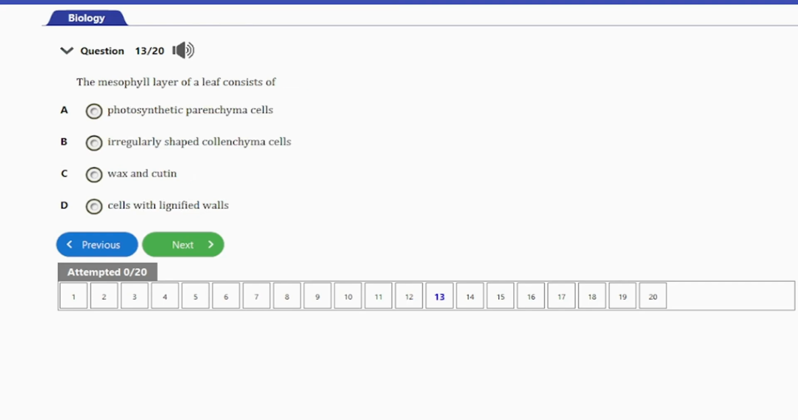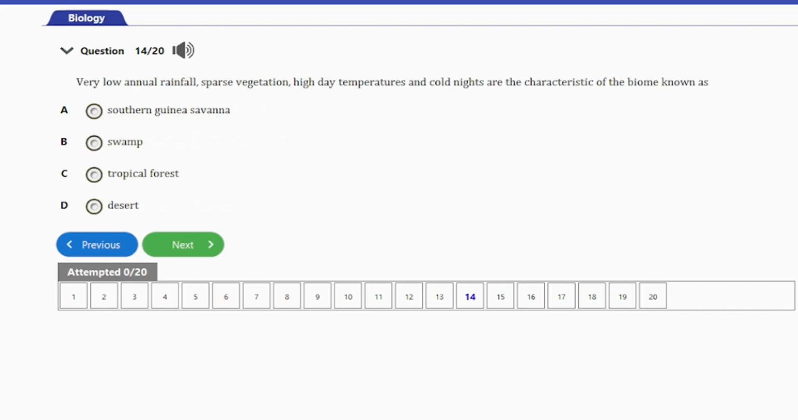Question number 13. It says, the mesophyll layer of a leaf consists of A. Photosynthetic parenchyma cells, B. Irregular shaped collenchyma cells, C. Wax and coating, D. Cells with lignified walls. So guys, the answer to this question is option A. Photosynthetic parenchyma cells, and that's it for this question. Let's consider the next question.